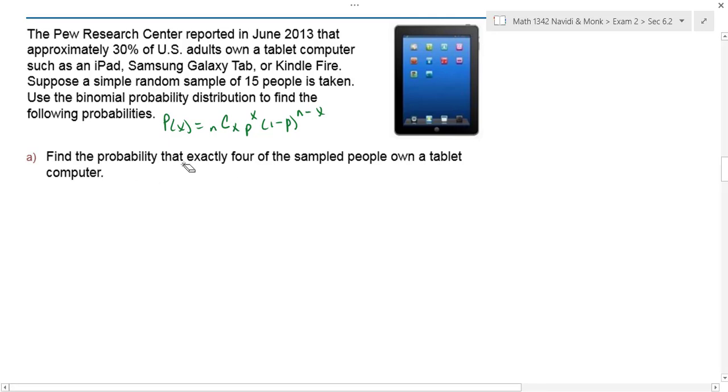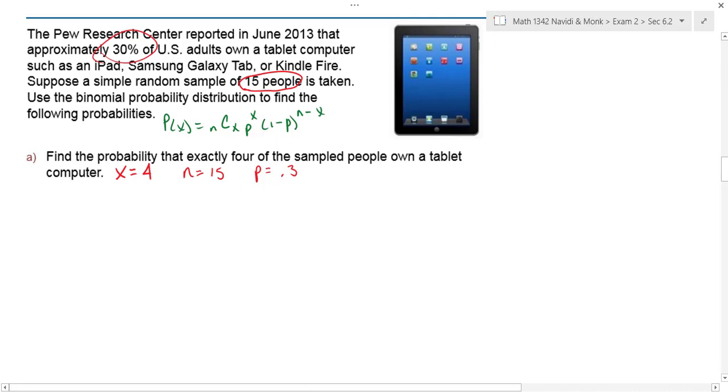So our first step would be to identify what these variables are. Remember, x represents the number of successes. So we want to find the probability that exactly 4 of the sampled people own a tablet. So what is x going to be here? 4. If we're calling a success owning a tablet, and we're asked to find the probability that exactly 4 of the sampled people own a tablet, x is 4. What is n equal to? That's located up here. n is 15. What is p equal to? 0.3. We were told that 30% of the people own a tablet computer.